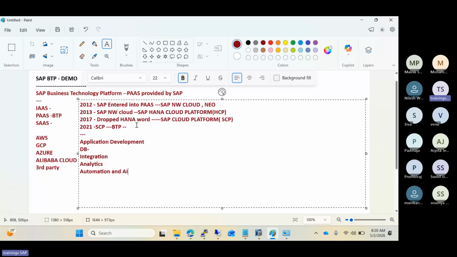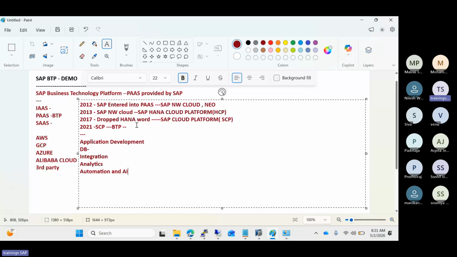In case you have an S4 system, you can use BTP to build custom applications, integrate third-party apps, and create workflows. So BTP is like a toolbox. It's a platform. It's not a system. It's not a SID. It's a toolbox, right?